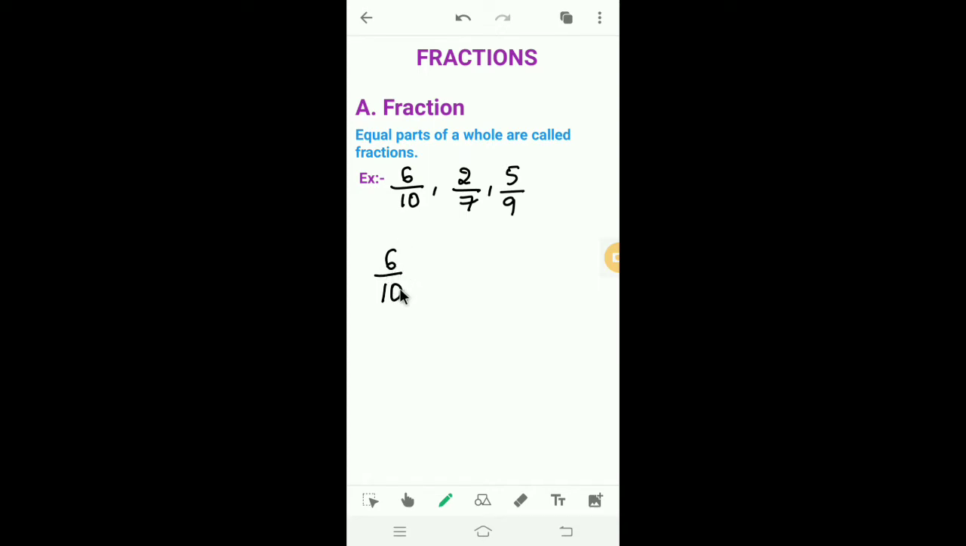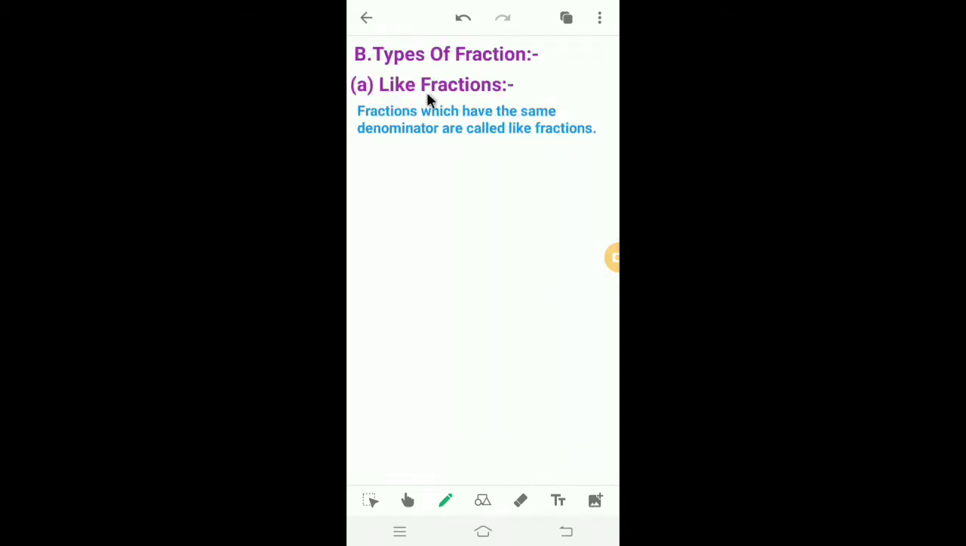In 6/10, here 6 is the numerator and 10 is called the denominator. What is a fraction? Equal parts of a whole are called fractions. Let's learn types of fractions.